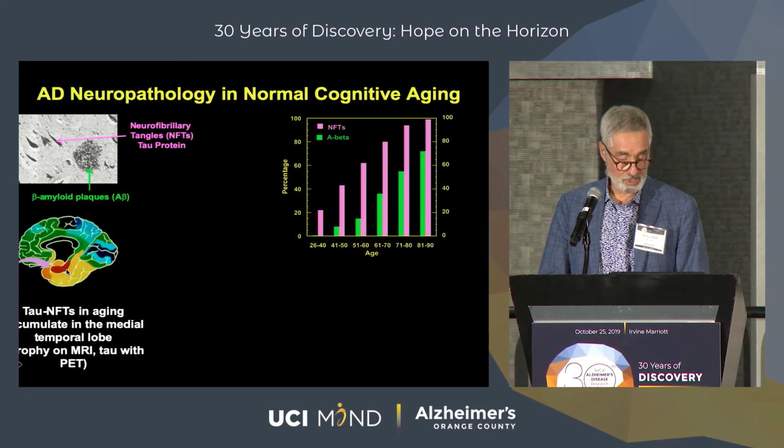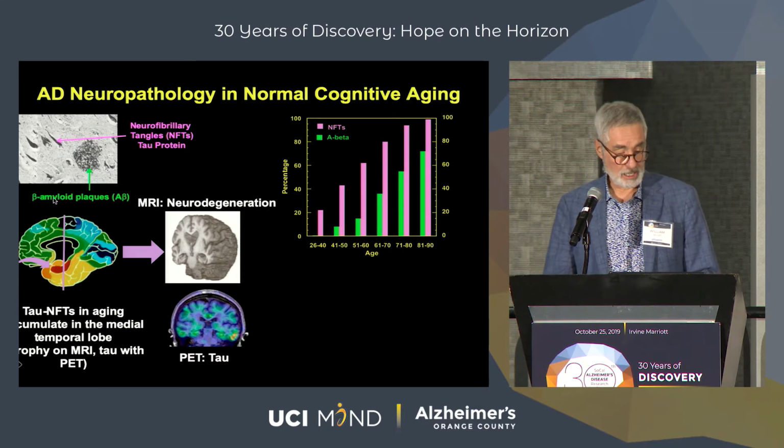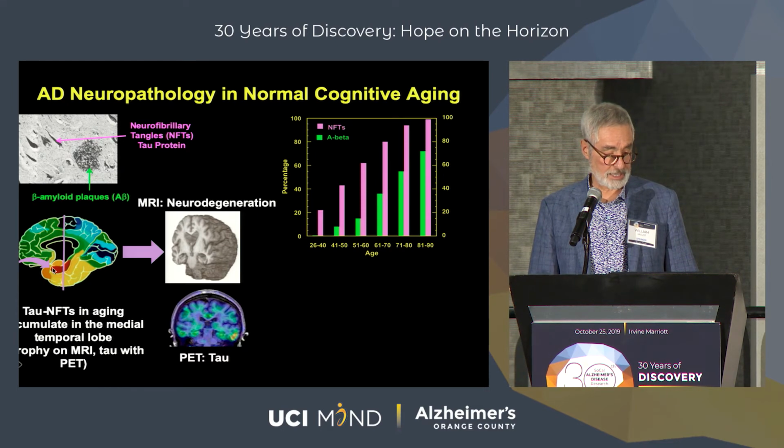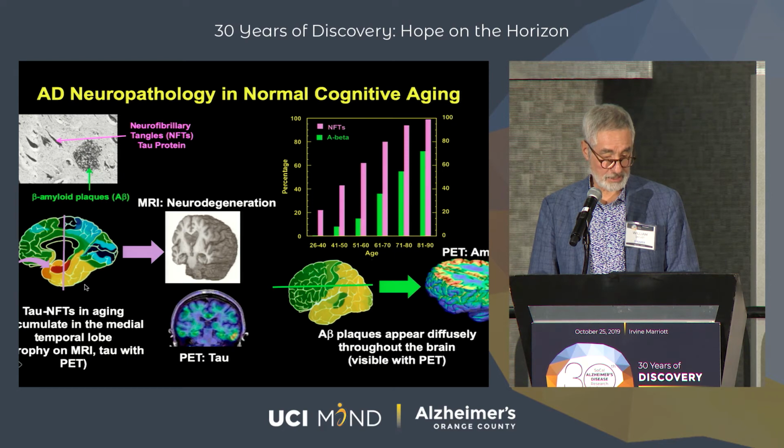And of course, we can see that on MRI scans and on these PET scans. So we can see the tau there. And so we can begin to look at the very beginnings of Alzheimer's disease, or at least the beginnings of tau deposition, with PET scans and look at this medial temporal lobe brain region. And we can see the amyloid throughout the brain, as I've been telling you.